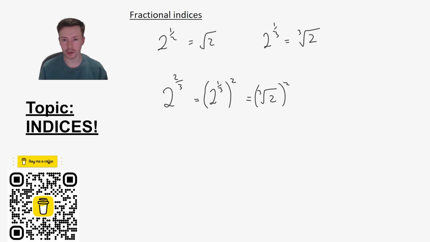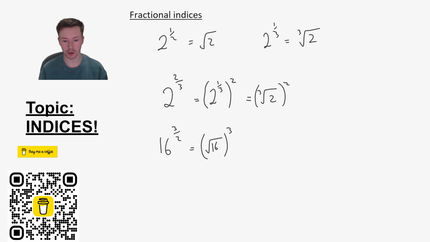But we might get questions where we have something like 16 to the power of 3/2, and we have to work this out. So we'd rewrite this as: this denominator tells us what root to do. So because of the 2, we do the square root of 16. And then when we get the answer, we do the numerator, we cube it.